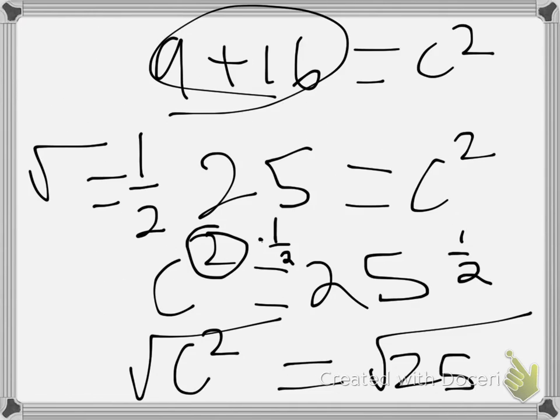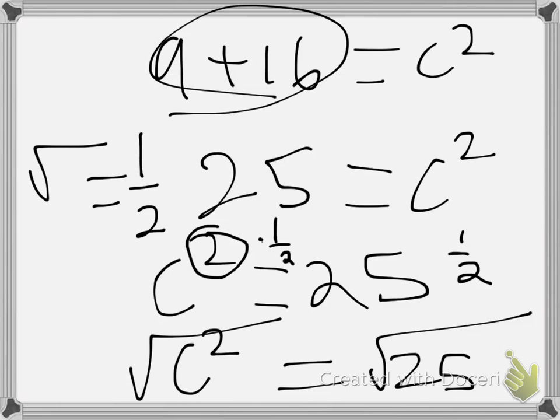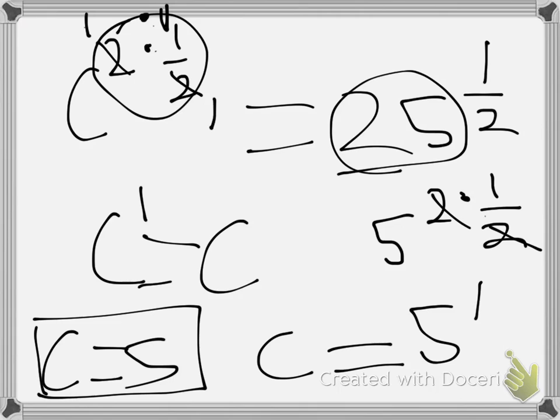And by the way, just a little bonus on what the next video is going to be on. 3, 4, and 5 is the most commonly used Pythagorean triple. And I'm going to teach you guys Pythagorean triples in the next video. But just for now, this is a little hint, I guess. So, let's do one more problem. A equals 10.